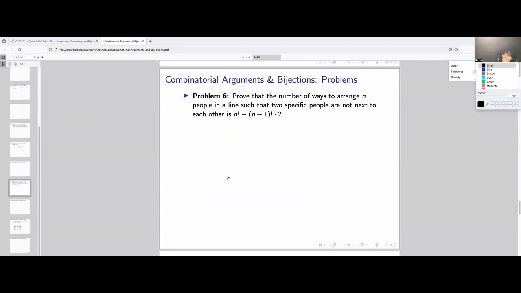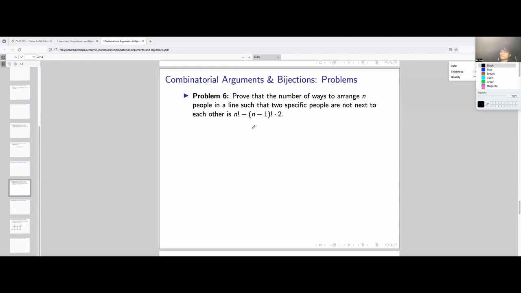All right, this one. Prove that the number of ways to arrange n people in a line such that two specific people are not next to each other is n factorial minus n minus 1 factorial times 2. I think this is a standard counting question, maybe not so reliant on a combinatorial argument, but that's okay. This is an example of complementary counting, actually.